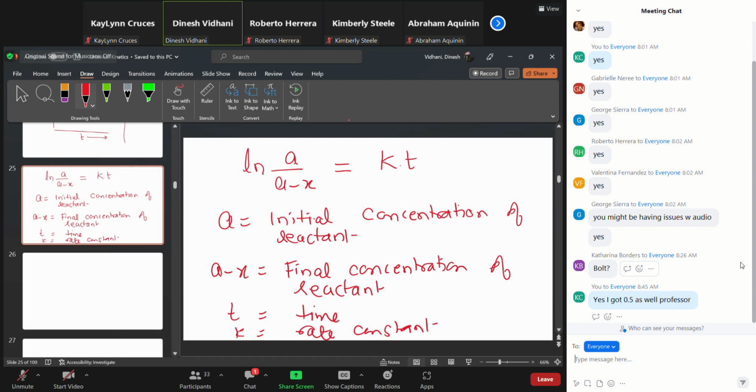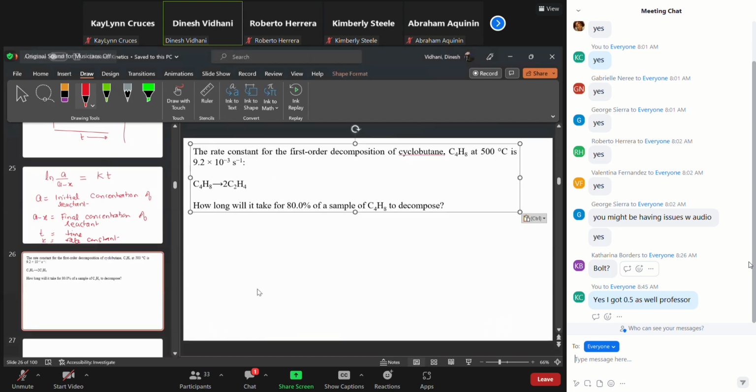Now let's solve one problem on that. Let me copy paste that problem because it's a good one actually. You are given the rate constant of first order decomposition of cyclobutane. You are given the temperature, and you are given the value of the rate constant. It's a first order reaction, that's also been given to you. And it says, how long will it take for 80% of the sample to decompose?